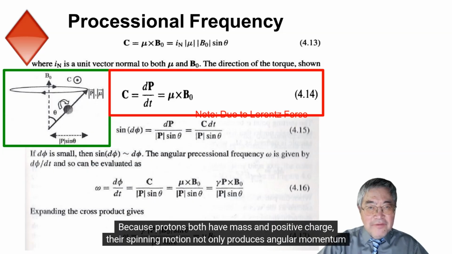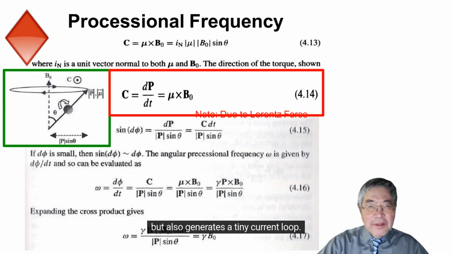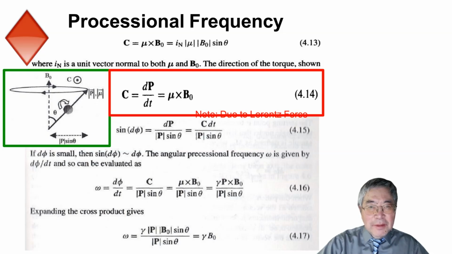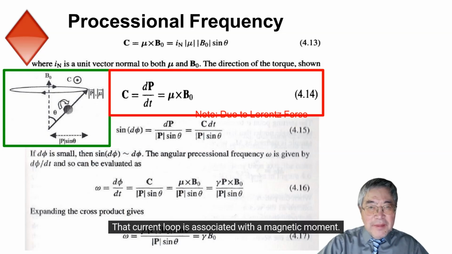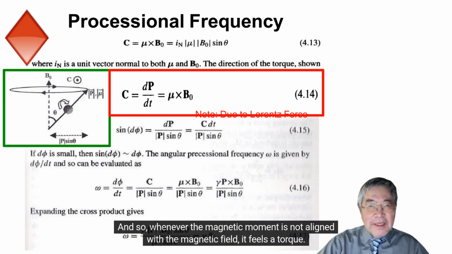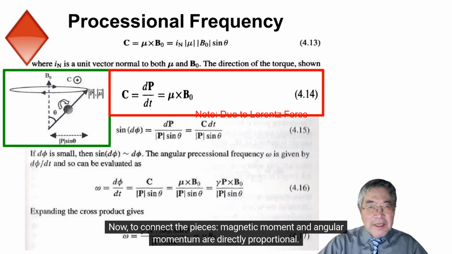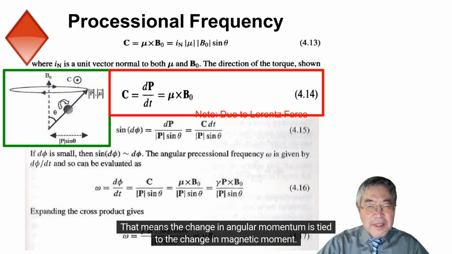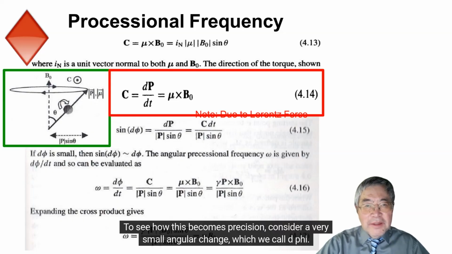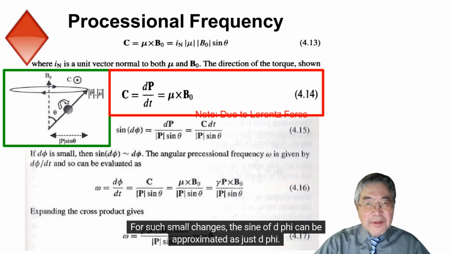Because protons both have mass and positive charge, their spinning motion not only produces angular momentum but also generates a tiny current loop. That current loop is associated with a magnetic moment, and so whenever the magnetic moment is not aligned with the magnetic field, it feels a torque. Now, to connect the pieces, magnetic moment and angular momentum are directly proportional. That means the change in angular momentum is tied to the change in magnetic moment. To see how this becomes precession, consider a very small angular change, which we call d phi. For such small changes, the sine of d phi can be approximated as just d phi.